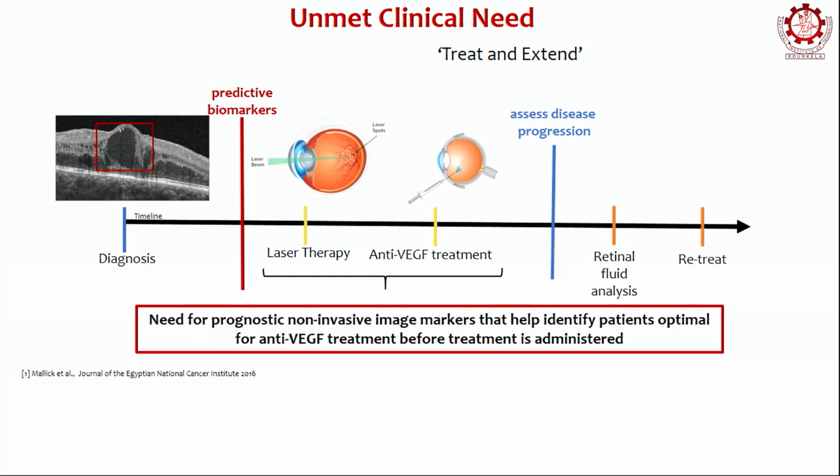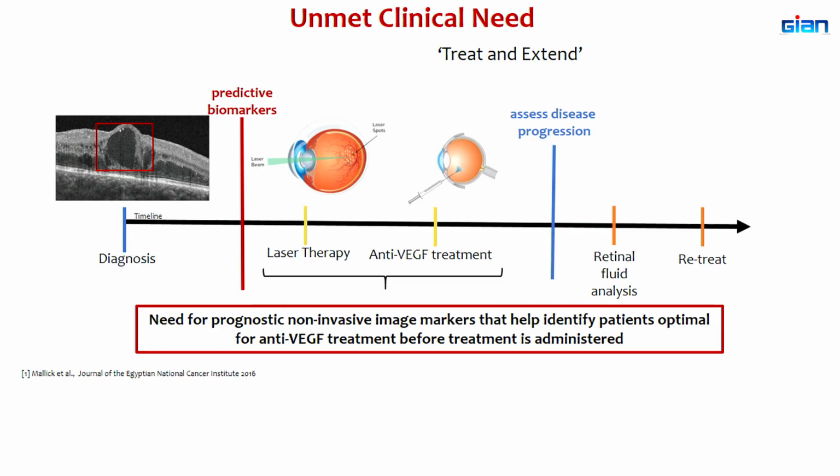So the unmet clinical need here is that we need prognostic non-invasive imaging markers that can help identify patients that need anti-VEGF treatment, and we want to do that before the treatment is administered. It's a similar sort of logic to what we had in immunotherapy. These treatments can be very expensive. So what if we can identify who are the patients who will respond to treatment and who will not, before the treatment is given, so that doctors can identify the right candidates? Not just that, if you remember, the second part of the question was, can we monitor if the treatment is working or not?